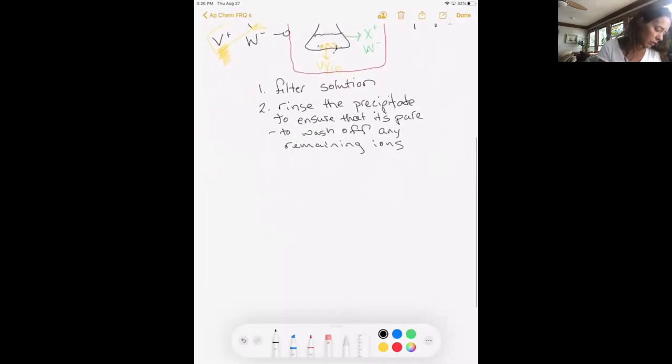Once we filter it and rinse it, we will dry until we have a constant mass. Let's say until mass is constant. So we would dry it, weigh it, dry it, weigh it, and we would continue to do that until the mass stops changing, and that is to ensure that all the water is removed.